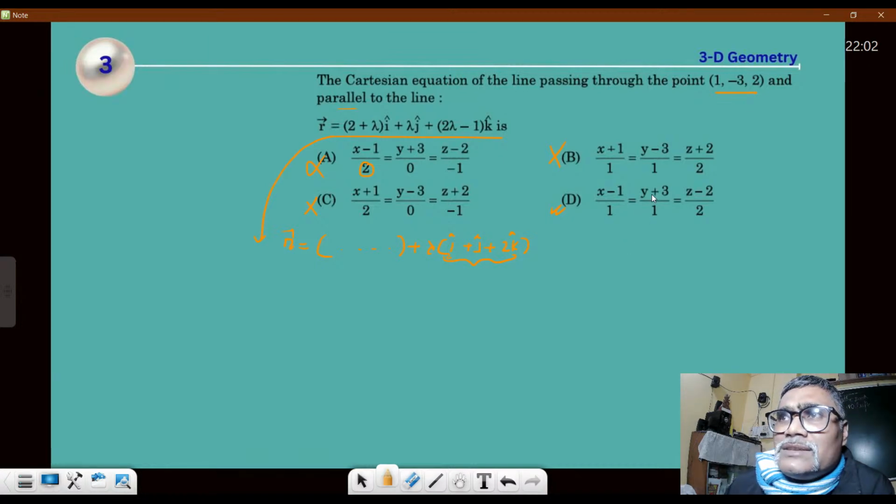So y plus 3 divided by 1, okay. Then z minus 2 divided by 2. So that is the answer. So don't waste much time. Here you see I am explaining, but still I can solve this problem in below 1 minute. You can also do it.